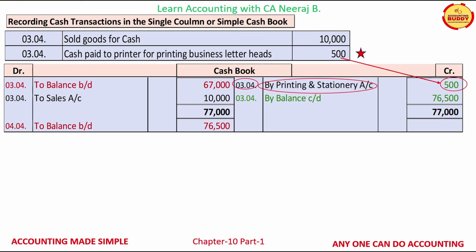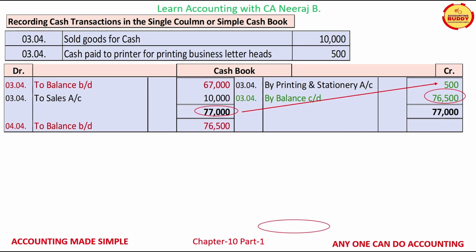Now when from the total of the left hand debit side, the total of all the right hand credit side transactions is deducted, we are left with an amount of $76,500, which will be shown on the right hand credit side of the cash account by writing the words "by balance carried down" at the end of the day of 3rd April. Post which the left hand debit side will be equal to the right hand credit side of the cash account, and thus the account is said to be balanced.